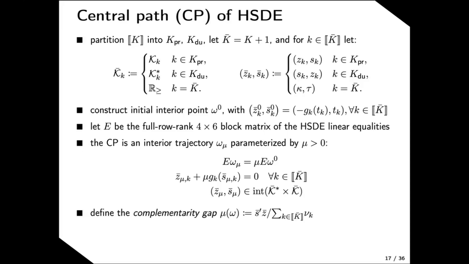We define the complementarity gap function mu. And now, given these definitions, we can say that the central path starts at our initial point omega 0, which satisfies by construction mu equals 1. And as mu decreases down to 0, we approach an HSDE solution from which we can obtain a conic certificate.